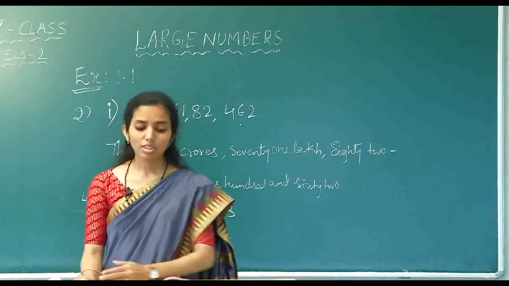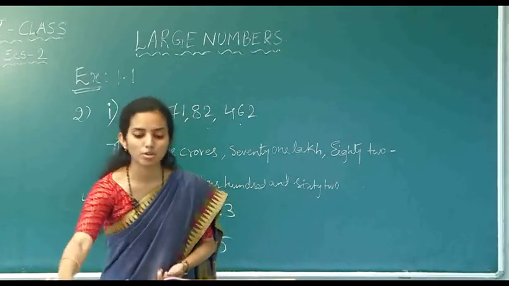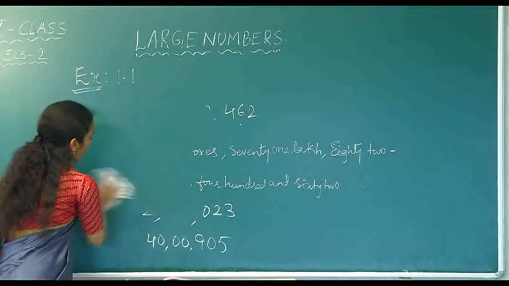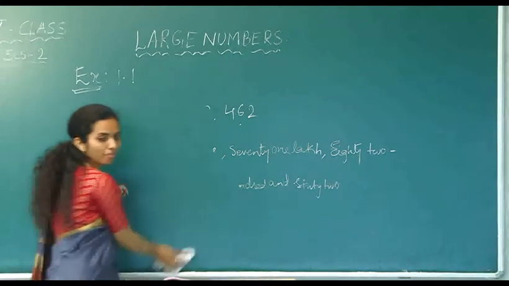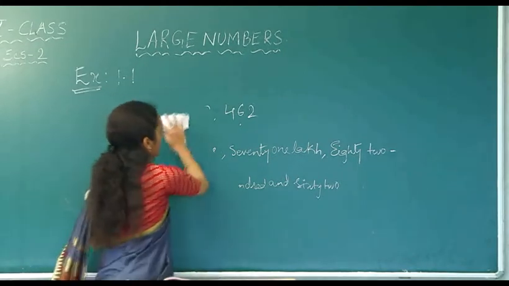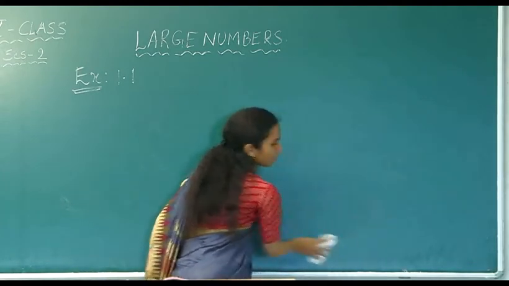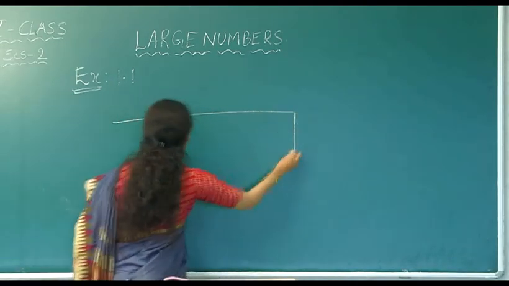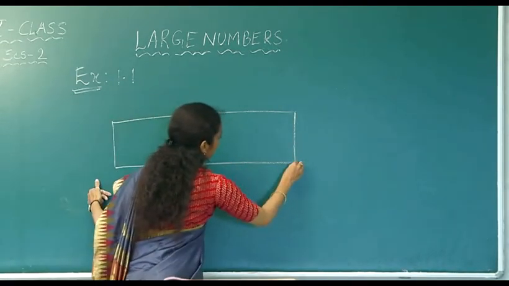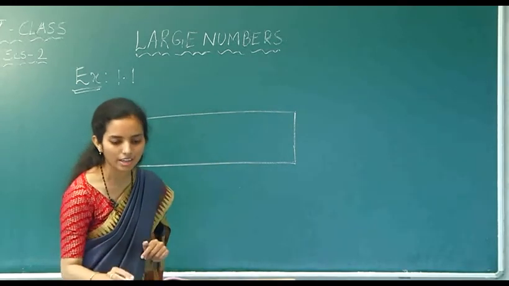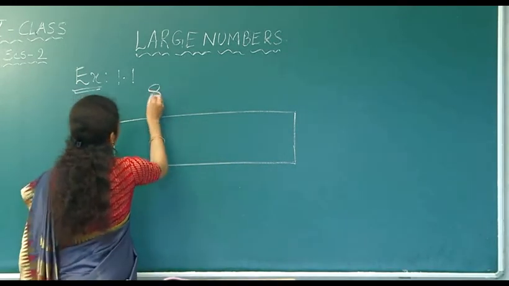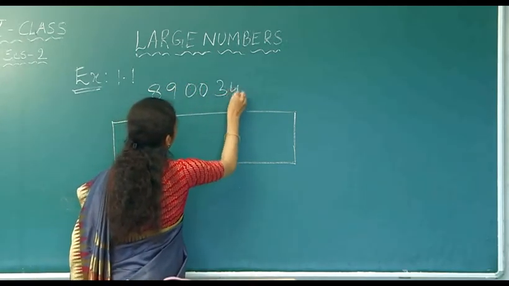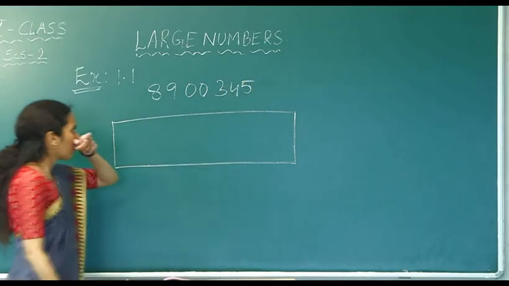And coming to the place values. How do we write the place values? He is asking us, one number is highlighted in different color. That is, one number is given in pink color. We have to find the place value of that number. So how do we find? Very simple. Draw the place value chart. First of all, count how many digits are there. So the given number is 8, 9, 0, 0, 3, 4, 5. So this is a 7 digit number.